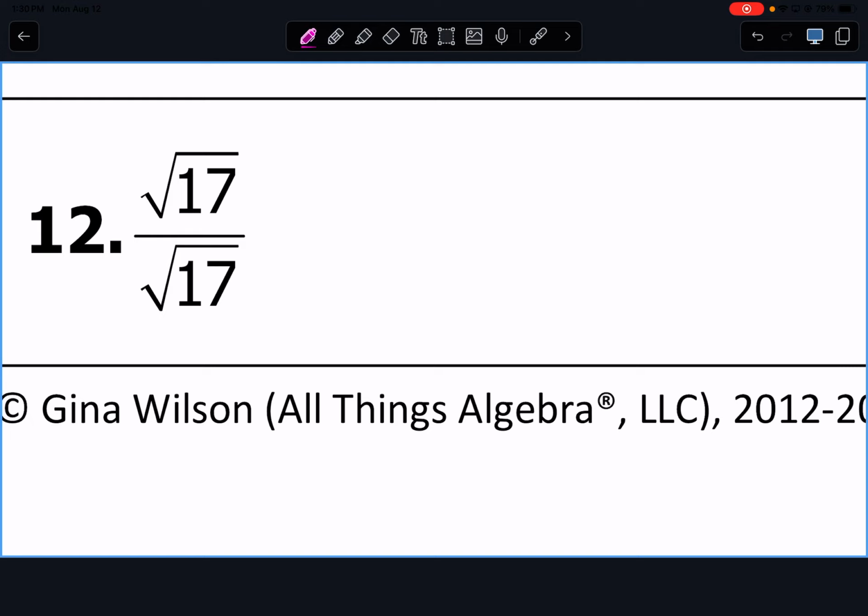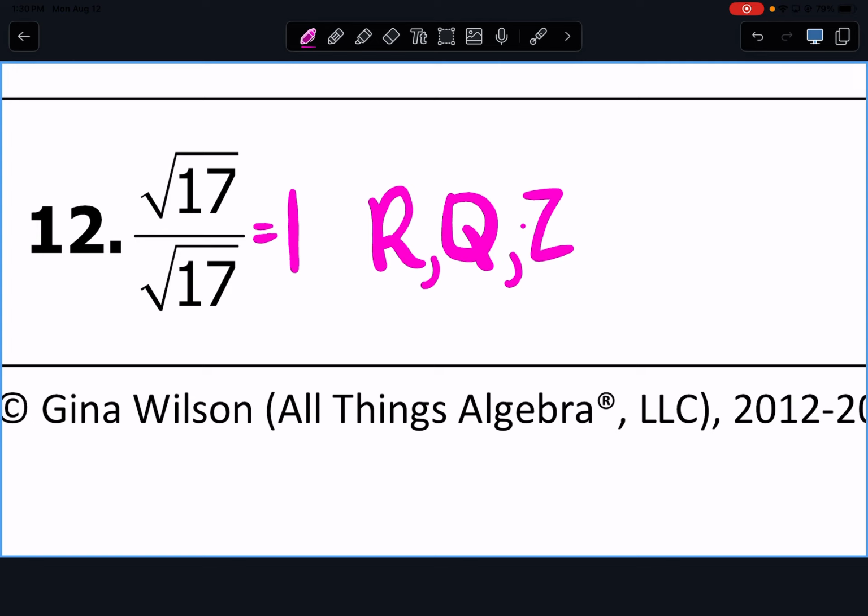What about this one? It's just 1, because anything divided by itself is 1. So it is everything, well, except for irrational. So it'll be real. It will be rational. It'll be an integer. It'll be whole. And it'll be natural.